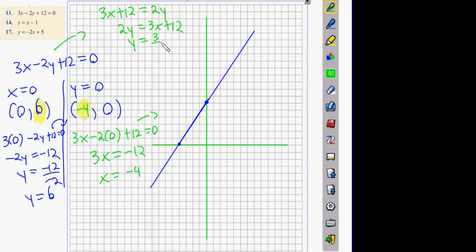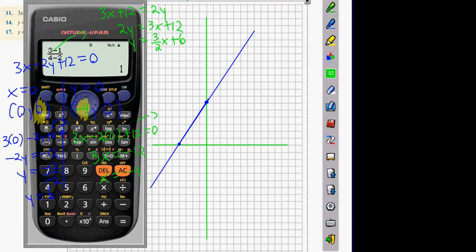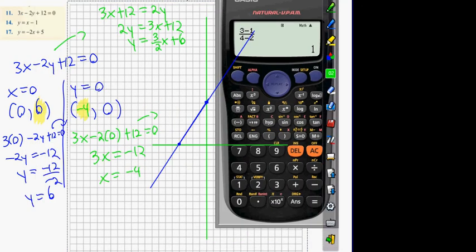This is what you guys have been doing all last night, getting y on its own. The minute I get y on its own, all I have to do is go over to the calculator, mode, table. f of x is another way of saying what letter? y. Then I'll say 3 over 2 x plus 6. Then I'm going to start at about minus 6, end at plus 6, and go up in 1s.